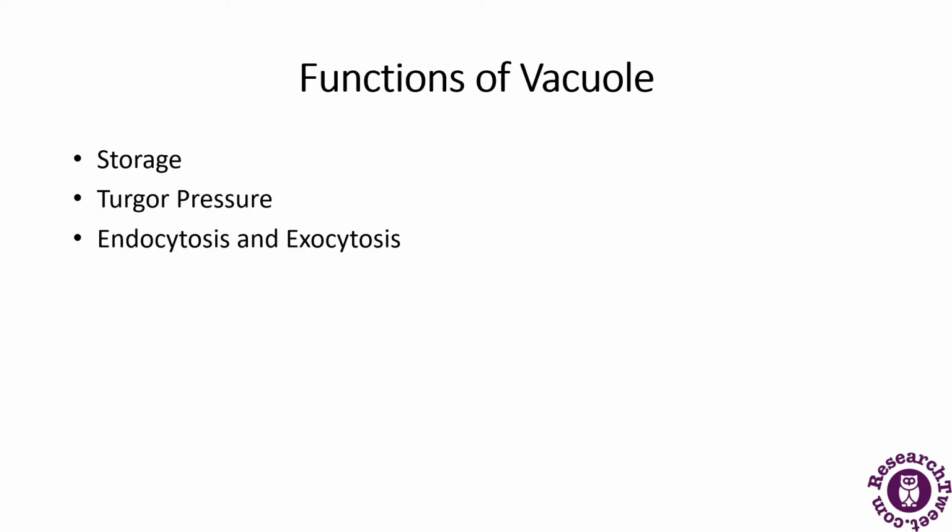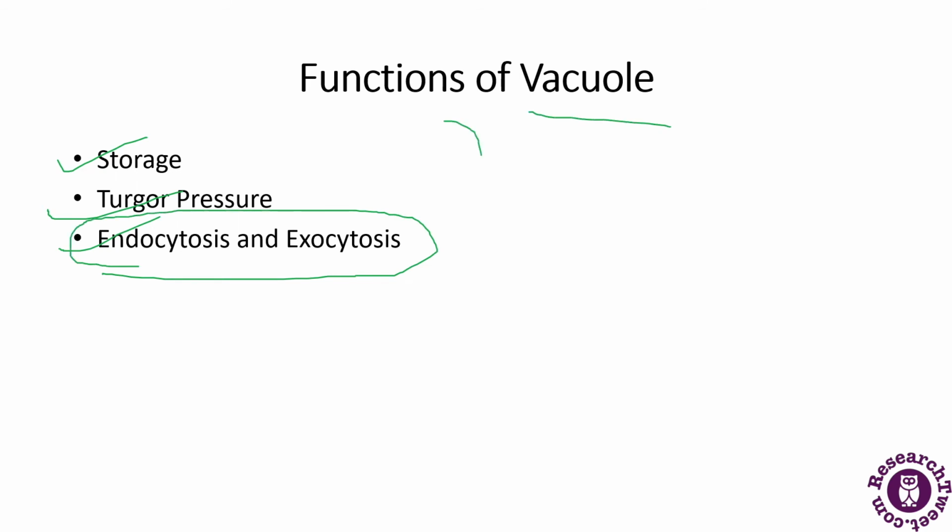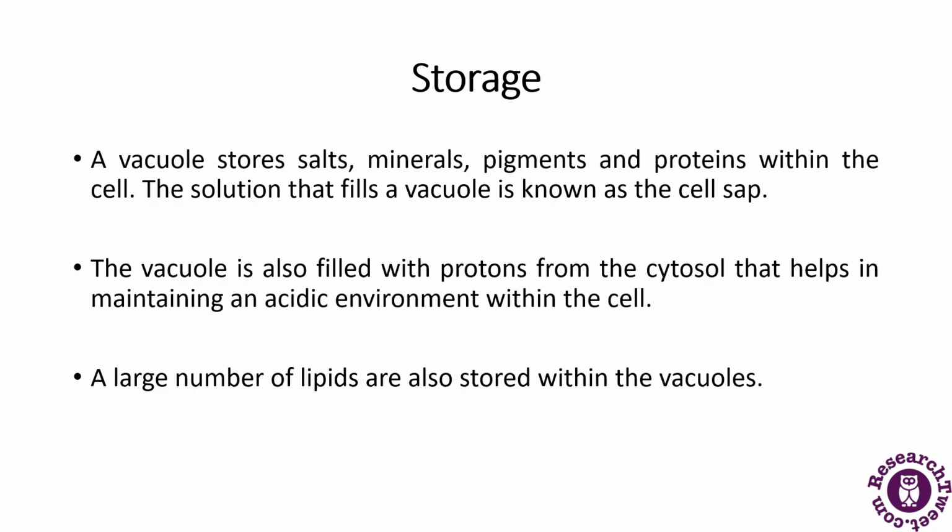Next is, what are the functions of the vacuoles? So first of all, we have discussed in the first slide itself that it helps in storage. Next, it helps in turgor pressure, and endocytosis and exocytosis are the processes in which the vacuole plays a major role. So we will be discussing each of these in detail. So let's start with the storage.